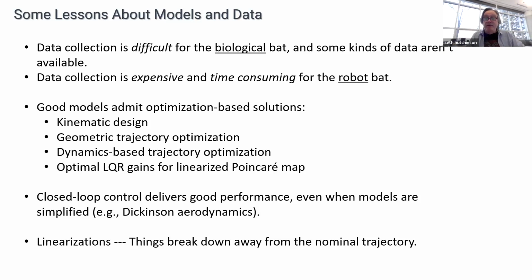Another thing that we learned, which any control theorist already knew, if you're doing a bunch of linearization, when you get away from the nominal trajectory, things break. And so I made a mention of Alireza being able to throw the bat robot just right, because if you've linearized to design your controller about a particular desired trajectory, then you need to be sure that at the beginning of the flight, the robot's trajectory matches the initial conditions of your linearization.